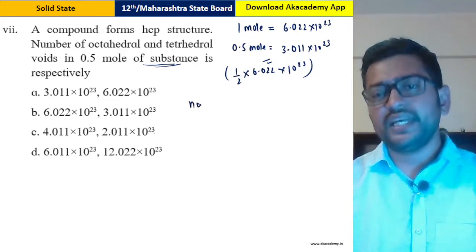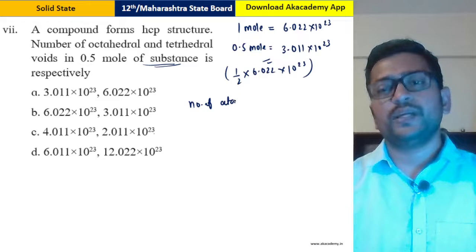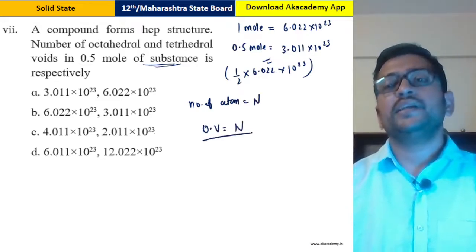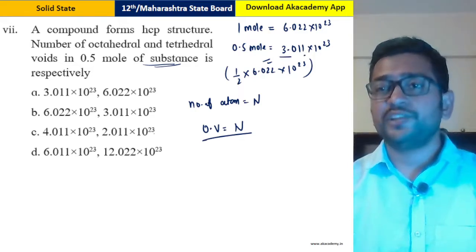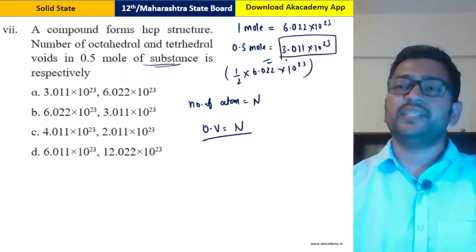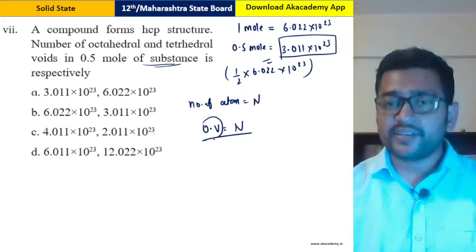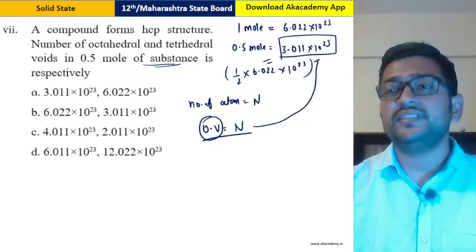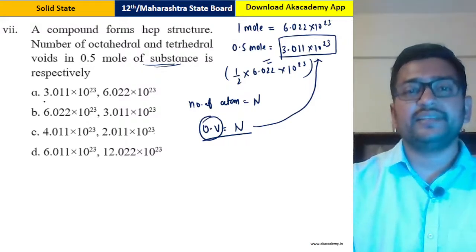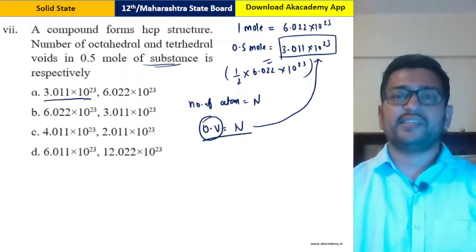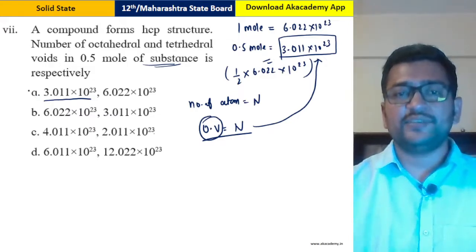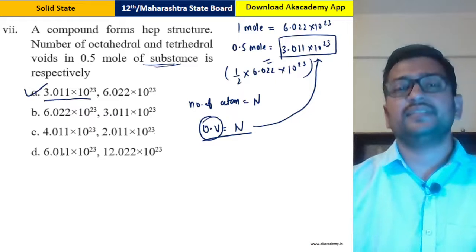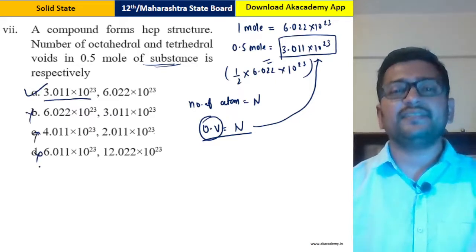Now what I told you, if the number of atoms is equal to n, then the octahedral void will be equal to n. Here the total number of atoms is 3.011 into 10 raised to 23. So the octahedral void should also be 3.011 into 10 raised to 23. First of all we need to write the octahedral void. That is the reason you can see in option 1, 3.011 is there, so we can mark it as the correct one. B, C, D will be cancelled.